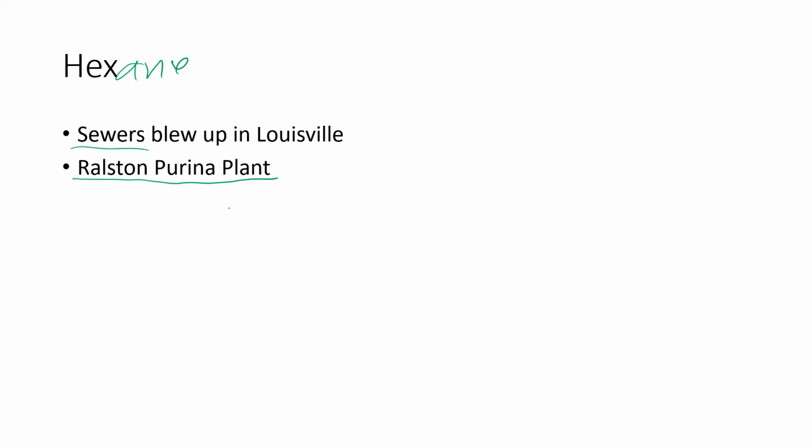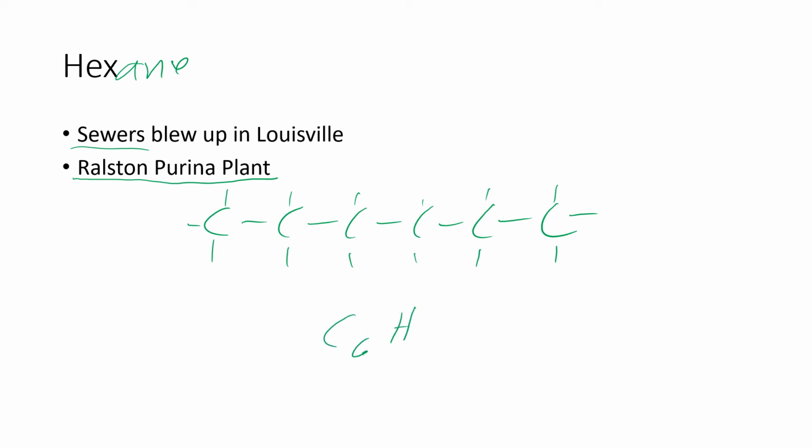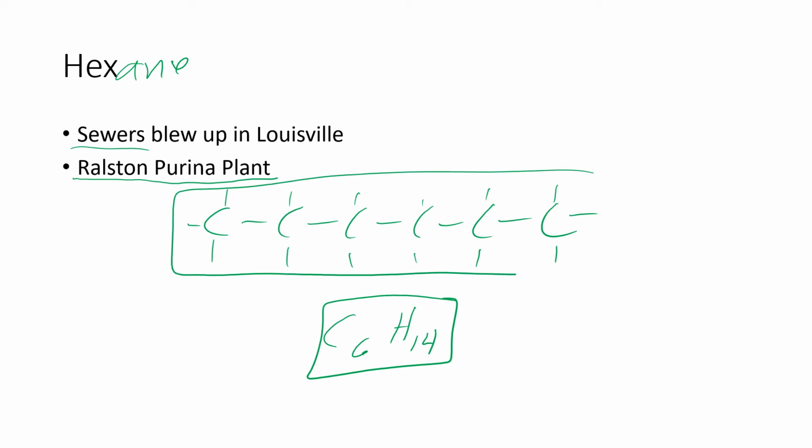So hex is 6, so 6 carbon atoms, all single bonds. We're going to start to get lazy here. If you ever see a hydrocarbon written like this, wherever there's dashed lines and nothing else attaching, it's hydrogens, okay? If it's anything other than hydrogen, they have to put that, all right? So C6, H times 2 plus 2 is 14. So chemical formula, C6H14. Structural formula, it looks like this.